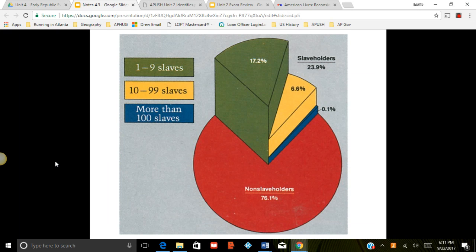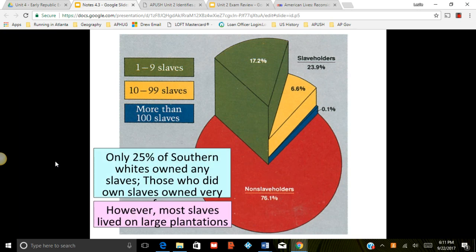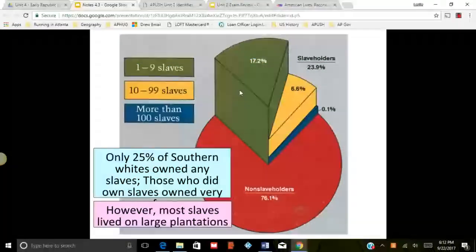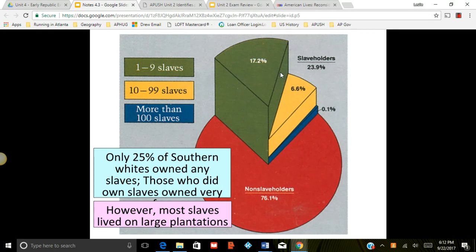Now, when you look at the national population at the time, only about a quarter of the U.S. population owned slaves, and of course those were Southern whites. And those who did own slaves didn't own very many. However, most slaves do live on large plantations, so you can see of the people who owned slaves, the majority of them owned 1 to 9 slaves. Only 0.1% of the population owned more than 100 slaves.